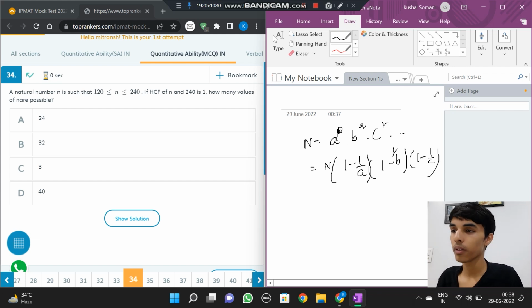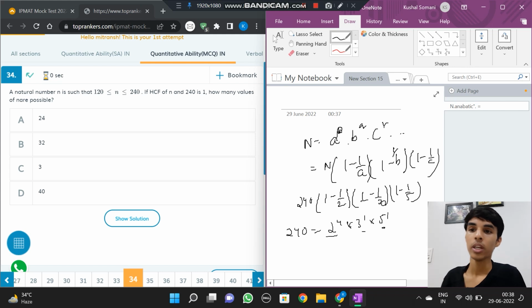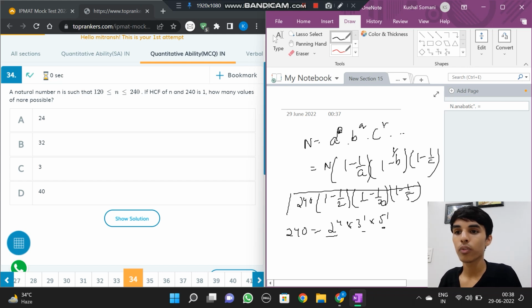Now, the number of co-primes of 240 that are less than 240 is 240 into (1 minus 1 upon 2) into (1 minus 1 upon 3) into (1 minus 1 upon 5), because 240 is nothing but 2 to the power 4 into 3 to the power 1 into 5 to the power 1. Hence the values of a, b and c here are 2, 3 and 5, and this will give us the number of co-primes of 240 that are less than 240.